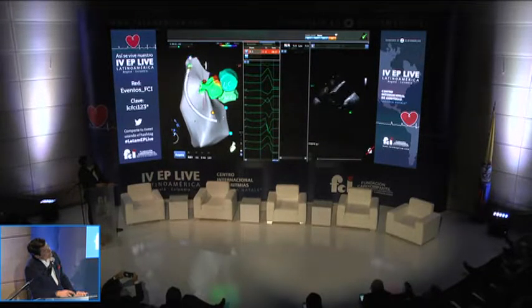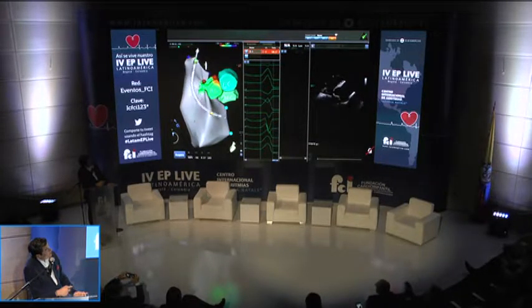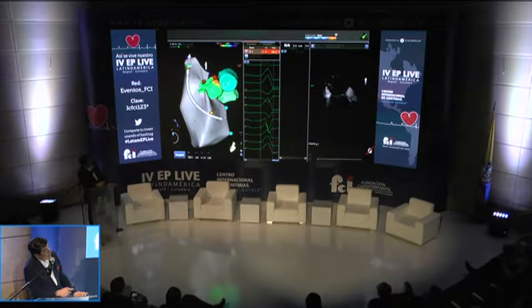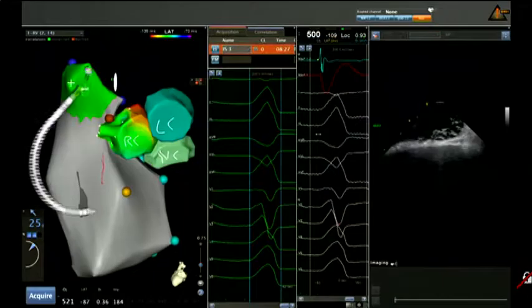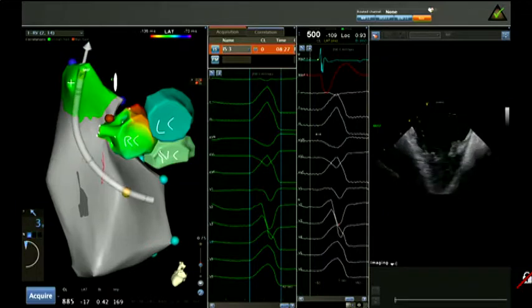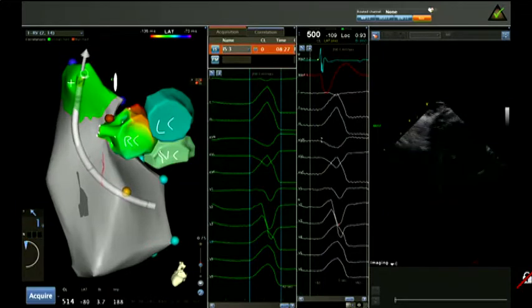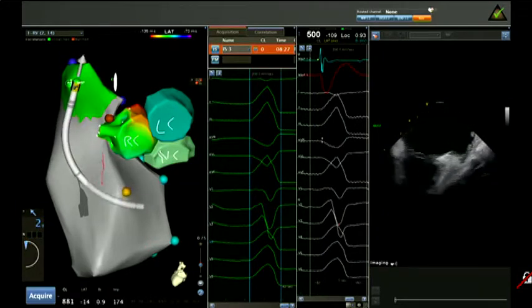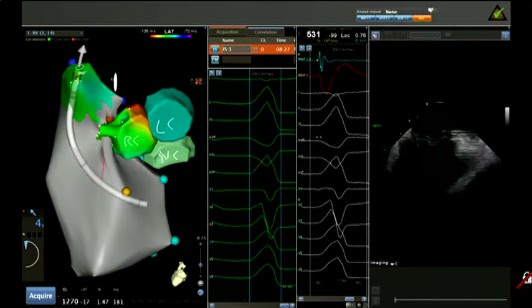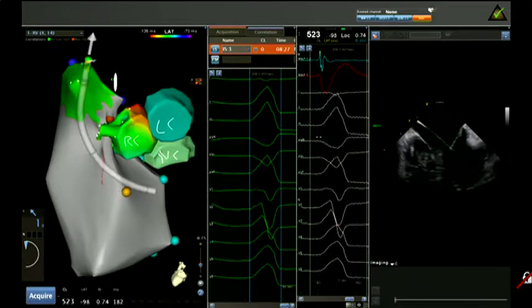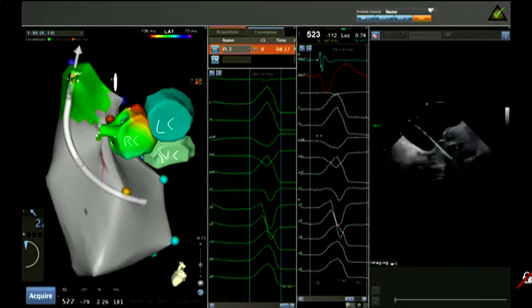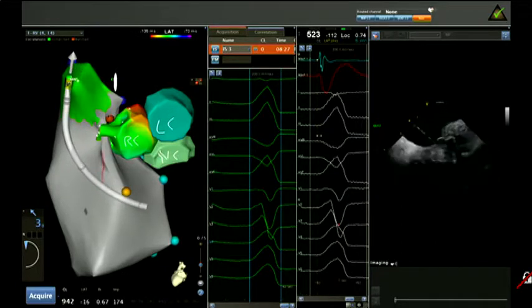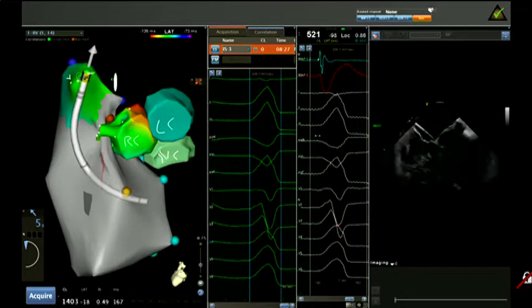Diego, can you show the catheter in the RVOT? You went back to the RVOT. Yes. Yes. I'm going to go back in the echo to the right side of the screen. You can see how the catheter is crossing the tricuspid valve, and it is advancing superiorly towards the RVOT.